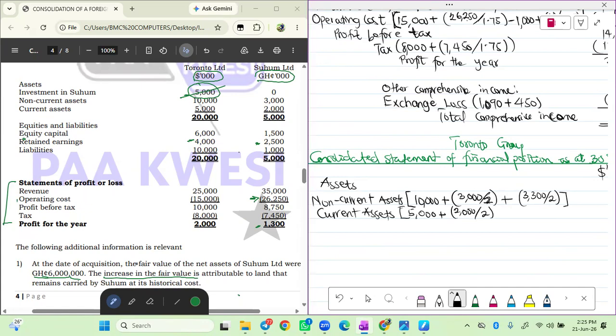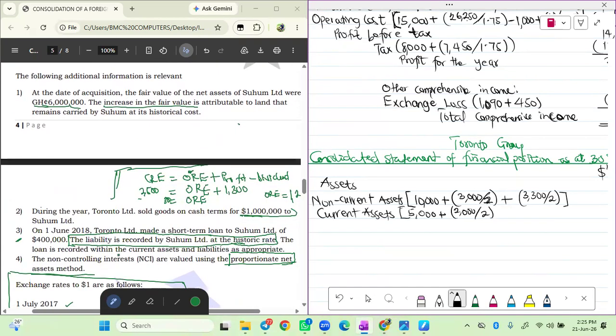All right. And they said that the loan, 400,000, was a short-term loan to Sumo. So that one is an intra-group loan, but this one is not a long-term loan. It was a short-term loan, so it will be treated as a current asset. You deduct 400, which is in dollars already. You deduct 400 from current assets. When you get to liabilities, you deduct 400, an intra-group short-term loan. You are eliminating it, like eliminating a receivable and a payable. You've done an intra-group transaction. All right.